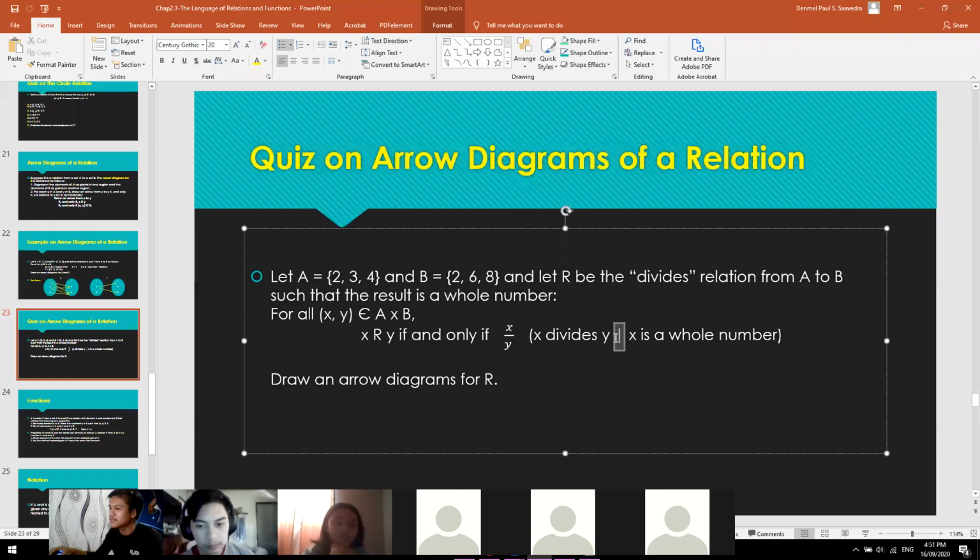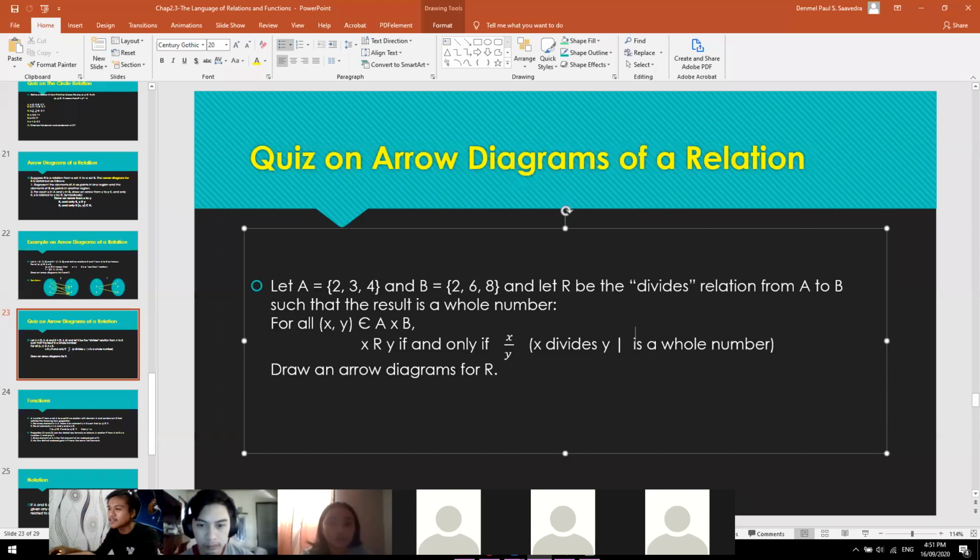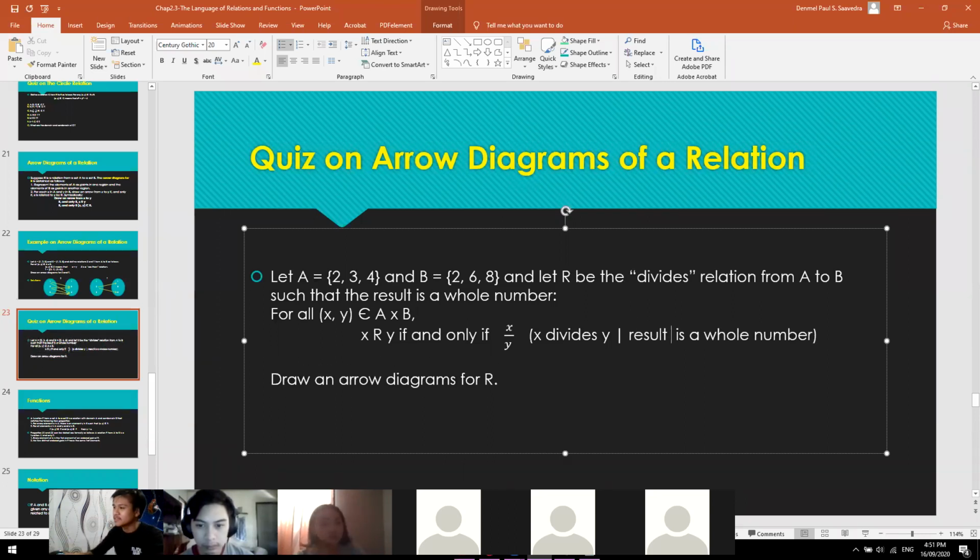So, ito, ibig sabihin lang nito such that, kasama to sa notation natin doon. So, X divides Y such that the result is a whole number. Oops, mali. Yeah, such that the result is a whole number. Okay? Any clarification so far?